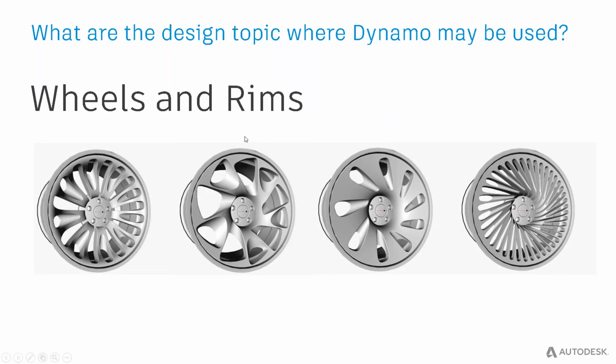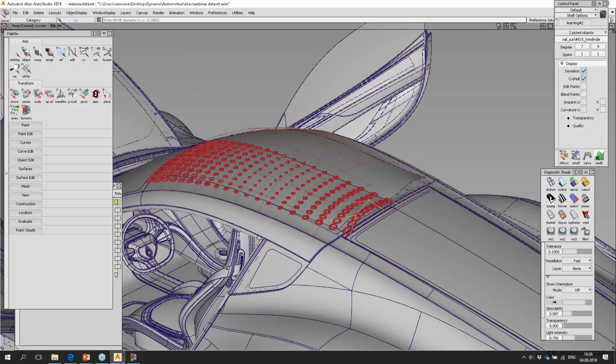Okay, let's start with some nice examples. I'm gonna start with wheels and rims, okay? I'm gonna present you two examples very quickly again, and this will be live on the product.